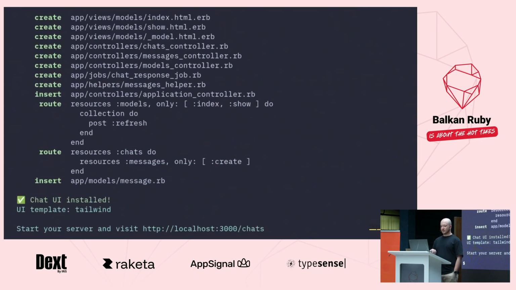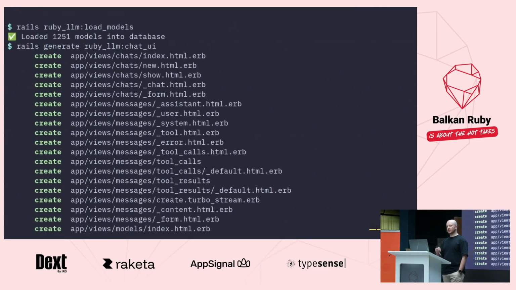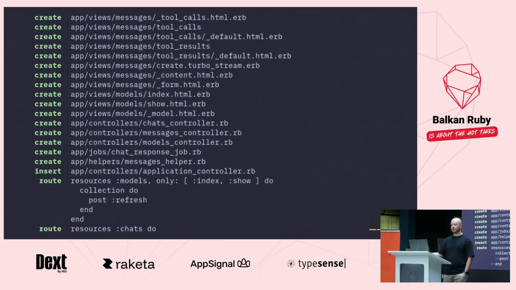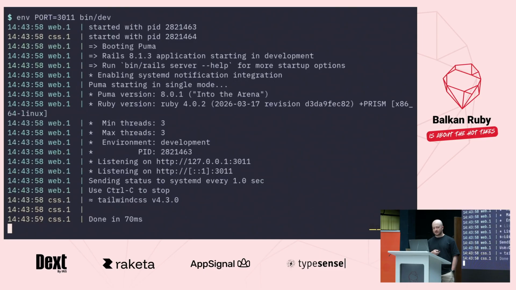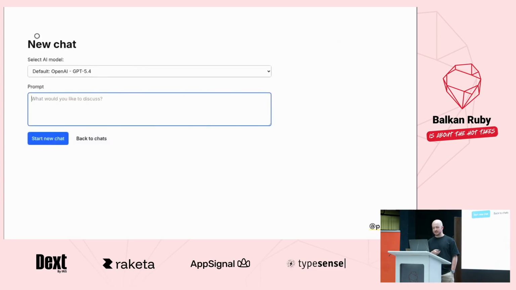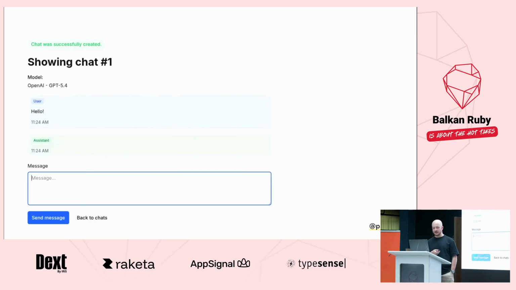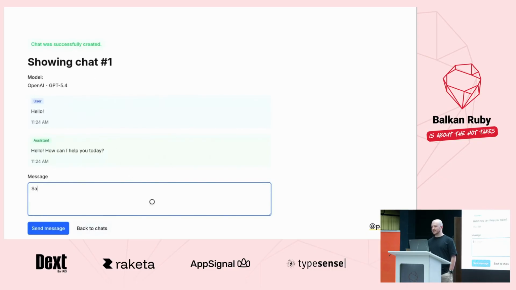And we can generate a chat UI. Since we're using Tailwind, it uses the Tailwind version of it. If you weren't, it would use the uglier version. And we start a server, go to localhost/chats, create a new chat, say hello, and here you go. That's it. It was less than a minute.